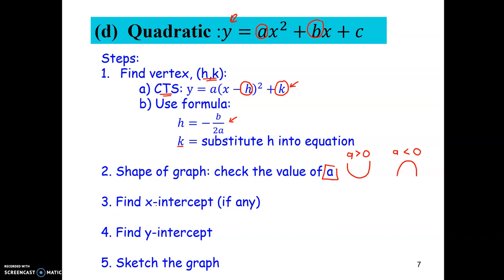So the third step is to find the x-intercept if we do have any. This is when y equal to 0. Sometimes we don't get any real roots, so that is why we don't find any x-intercept. For the fourth step, we have to find the y-intercept, and once we have everything, we can easily sketch the graph. So let's go to the first example.